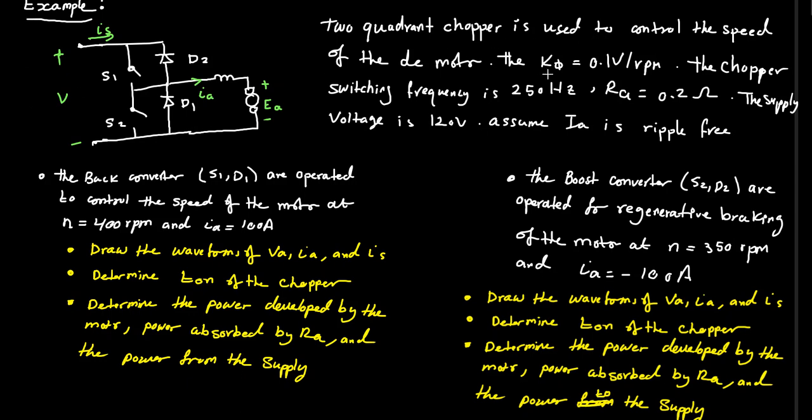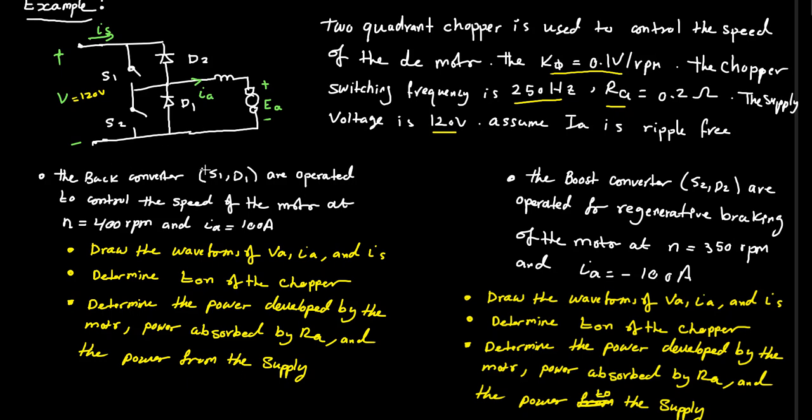The K phi is equal to 0.1 volt per RPM. The switching frequency is 250 hertz. The armature resistance is 0.2 ohm. The supply voltage is equal to 120 volt, and we assume that IA is ripple free, which means that the inductance is sufficiently high such that the current is ripple free, pure DC.